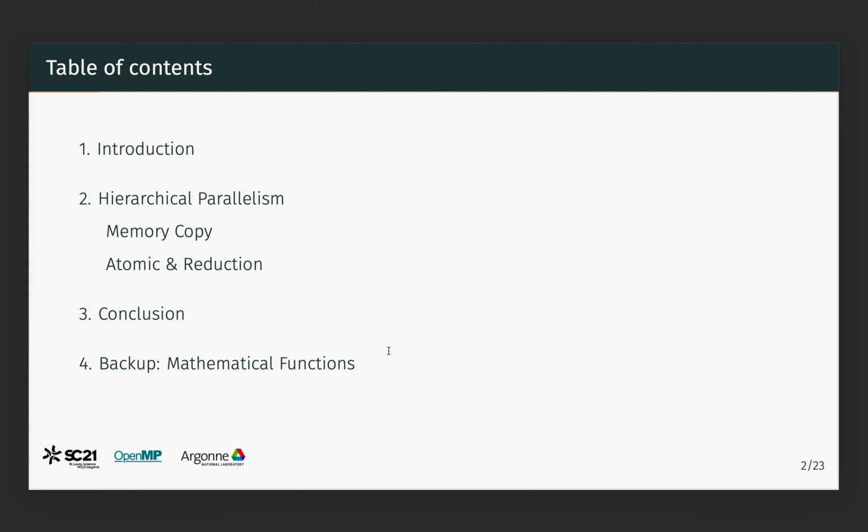We will start with an introduction, maybe about myself and mostly about this project, and what is the goal of this talk. Then we'll switch to hierarchical parallelism, the subset of OpenMP that is tested by OvO. I will finish with some conclusions, and for the people who will download those slides, at the end of the PDF we'll have some backup slides if you want to know more about testing of mathematical functions.